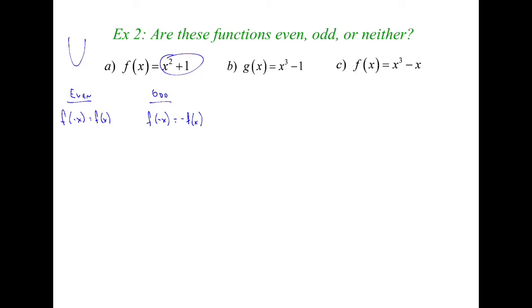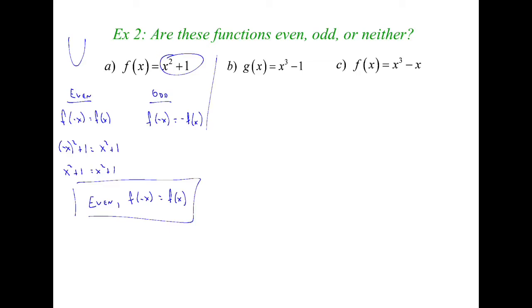So we're going to plug in negative x wherever there's an x and see if that equals the original function of x squared plus 1. Well, when you square negative x, you still get x squared. So on this one, you have proven that f of x equals x squared plus 1 is an even function. So we know it's even, and the reason we know it's even is because f of negative x is equal to f of x.